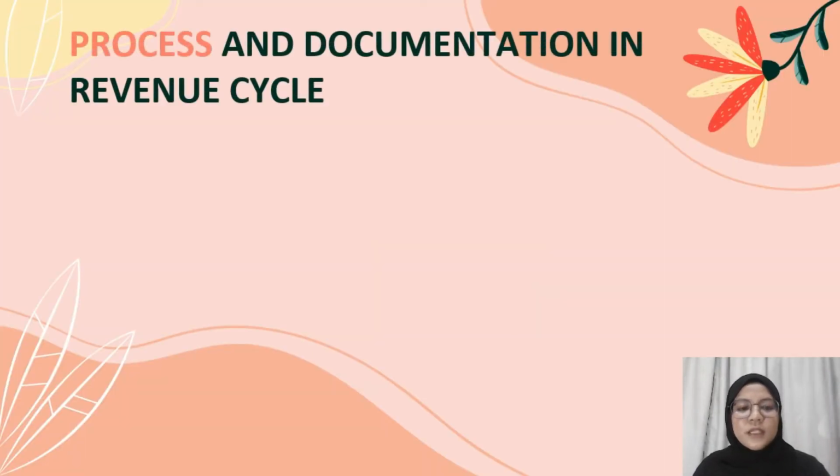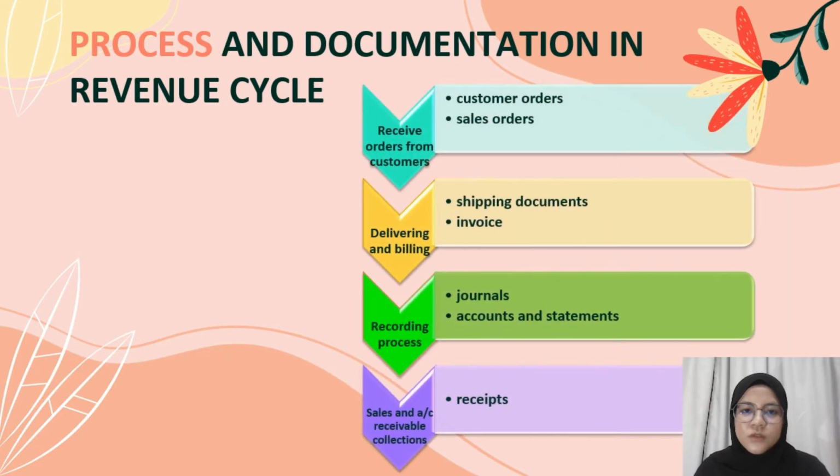The revenue cycle includes a few processes that involve some documentation to support the process, which will be used by the auditor in assessing risks of fraud. So there are 4 processes. The first process is receiving orders from customers. The documentation involved is the customer order and sales order. Delivering and billing involve shipping documents and invoice. For the recording process, journals, accounts, and statements are involved. And the last process, sales and accounts receivable collection, involves only receipts.